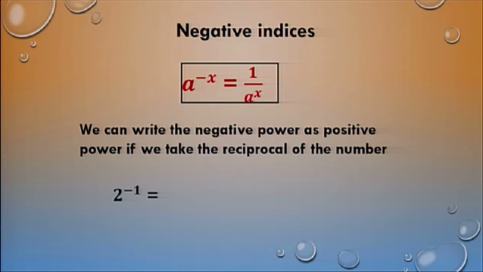For example, 2 power minus 1. It is the same as 1 over 2 power 1, which is of course half. So 2 power minus 1 is the same as half.